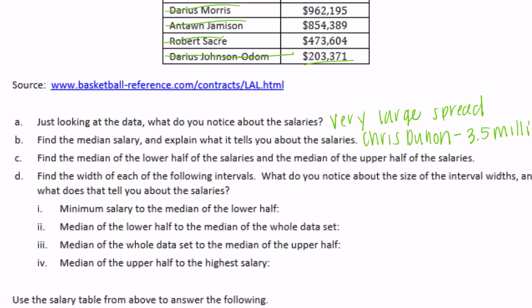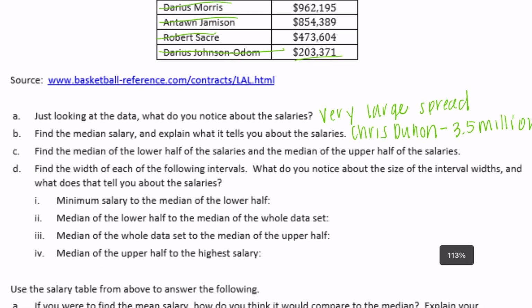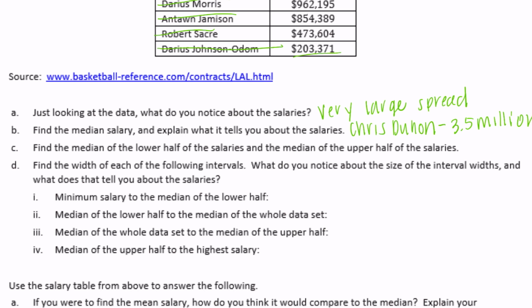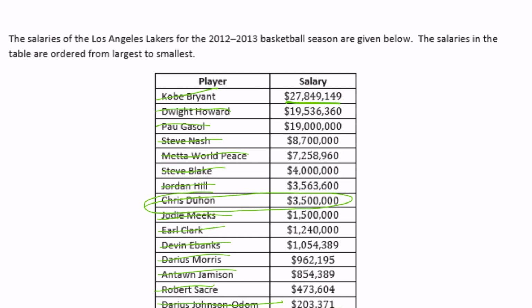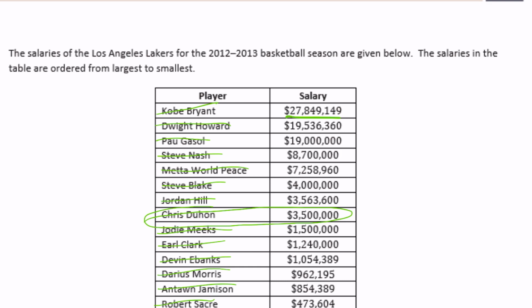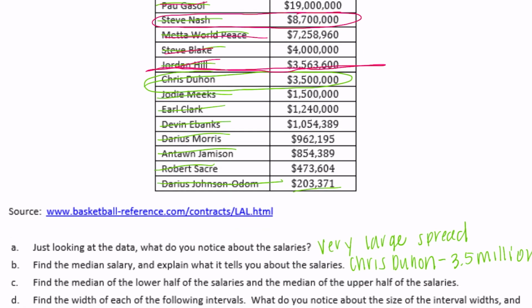C, find the median of the lower half of the salaries and the median of the upper half of the salaries. So median of the lower half, median of the upper half. Okay, so here's the upper half here. I'm going to cross out Kobe, Jordan, Dwight, Steve, Powell, Steve. So the median of the upper half is Steve Nash at 8.7 million. And then the lower half is Darius Morris at 962,000.